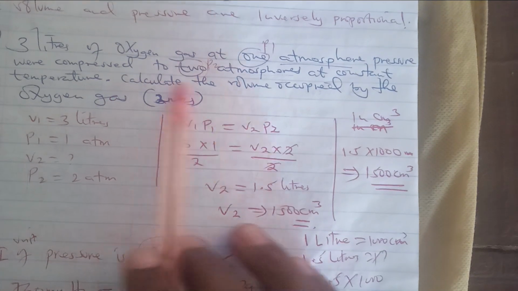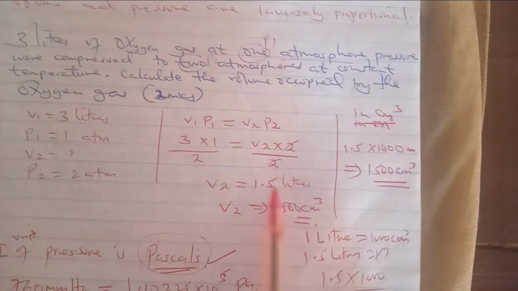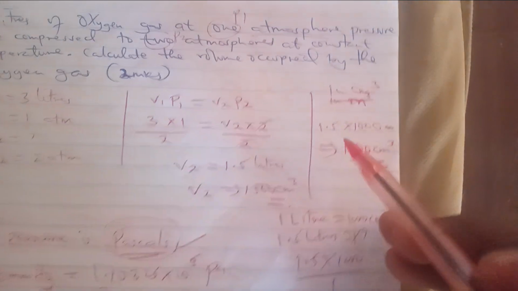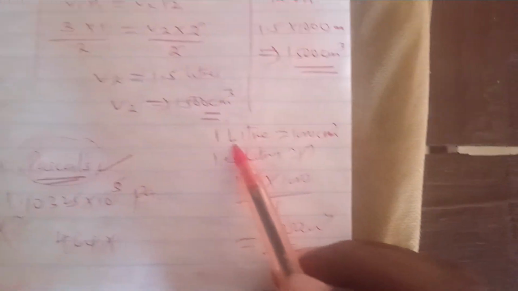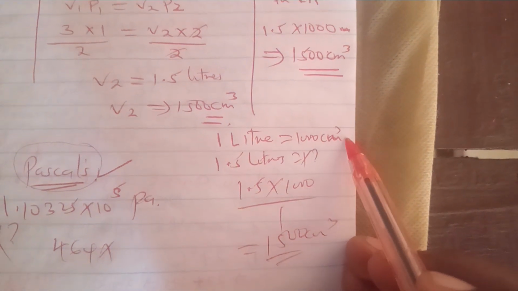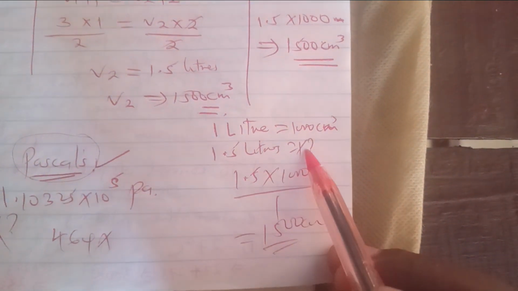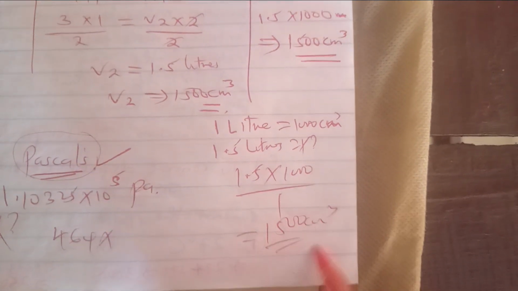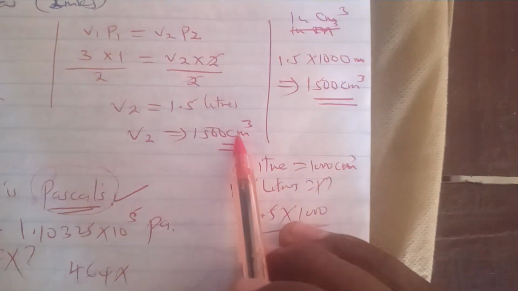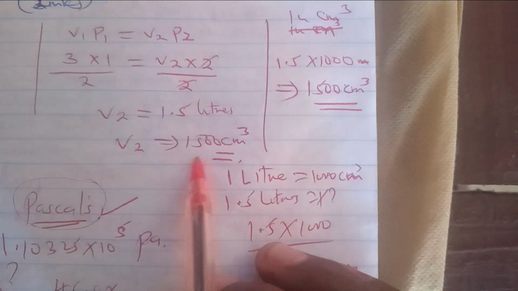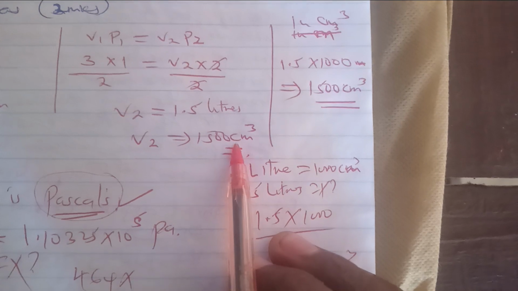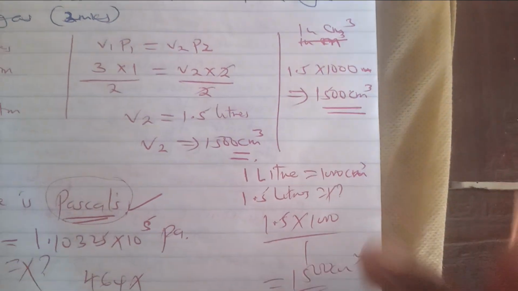But we are told that, we convert now these liters into cubic centimeters. Then we say 1 liter is equal to 1000 cubic centimeters. What about 1.5 liters? 1.5 times 1000 over 1. It becomes 1500 cubic centimeters. And that is the volume in cubic centimeters. V2 therefore is equal to 1500 cubic centimeters.